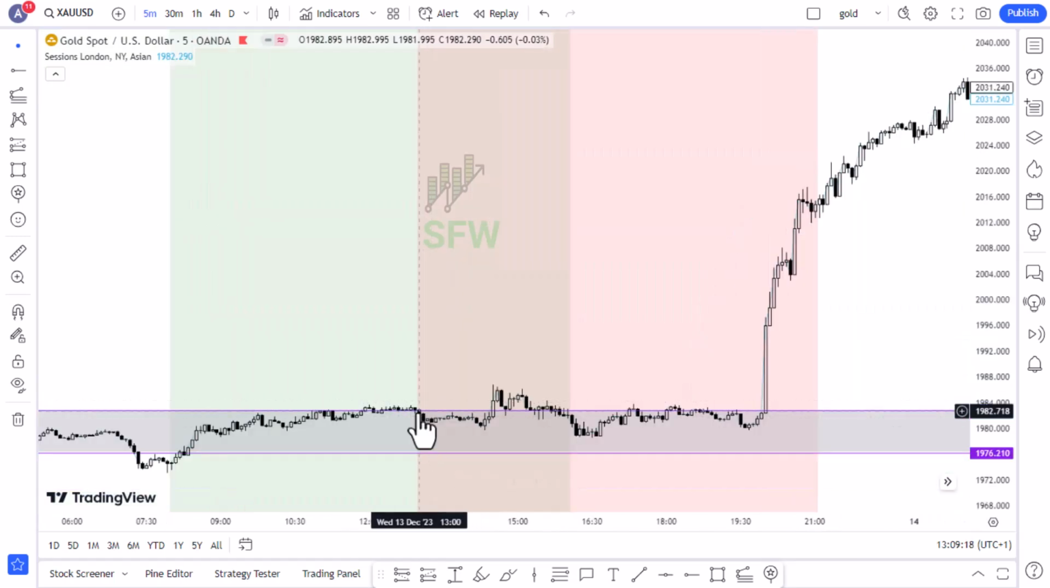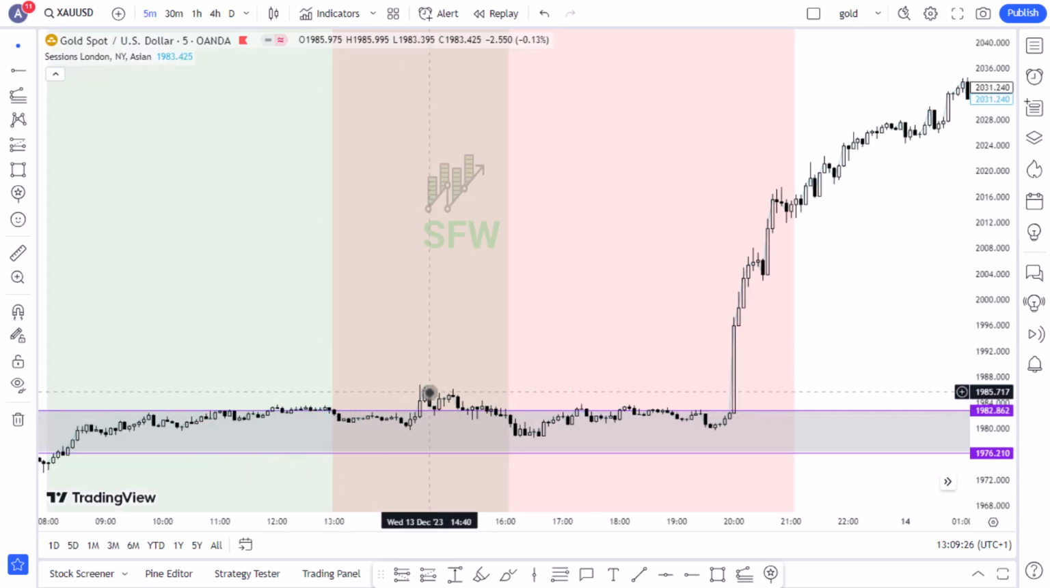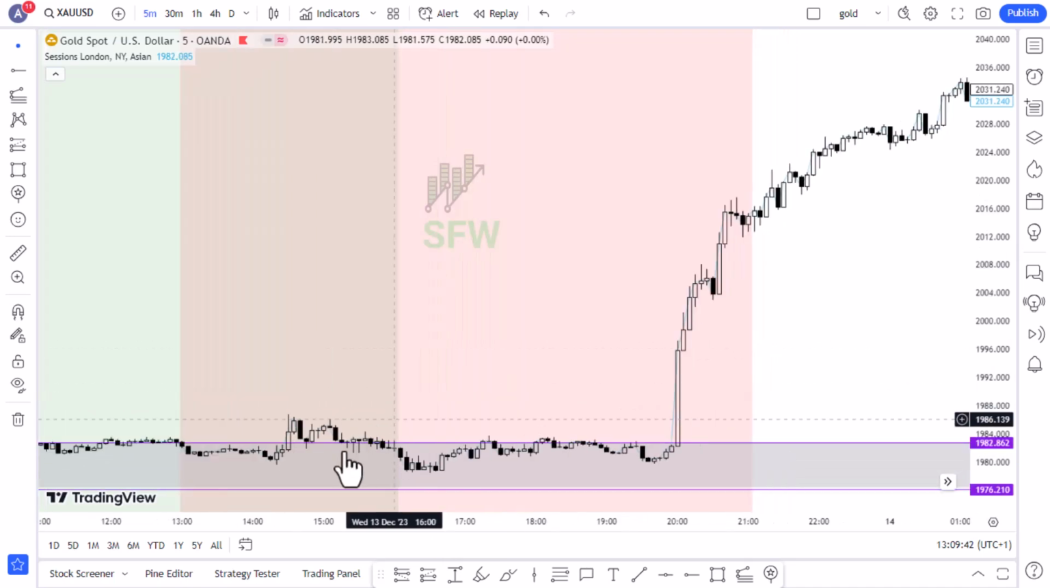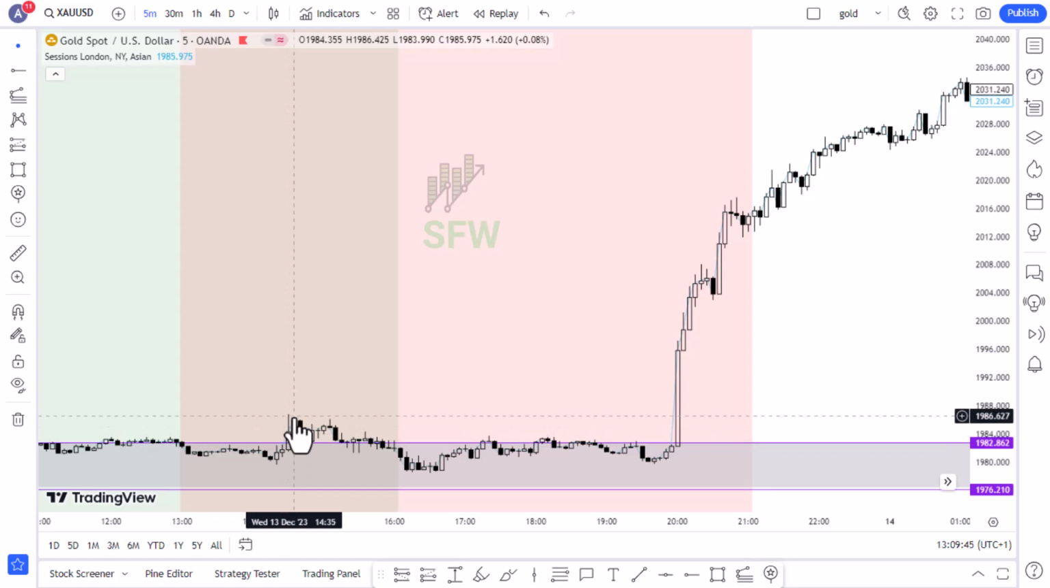So as you can see here, during the London session, price was trading throughout inside the order block. We wait patiently for the New York session. During the New York session, price was trading, and we said we don't want to take a buy position when price is trading below the high of the order block. Instead, we want to see price closing above. As you can see here, price closed above the high of the order block.